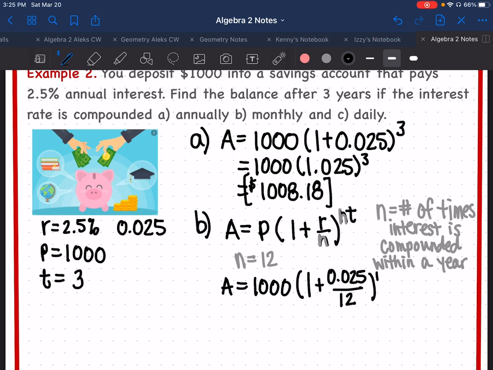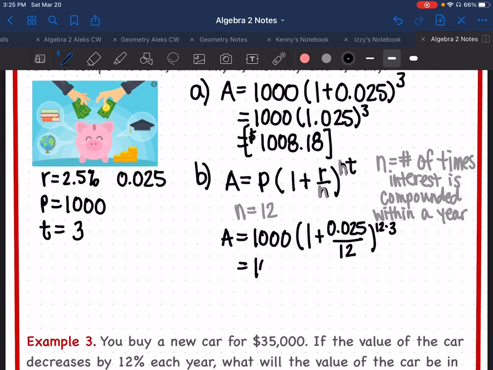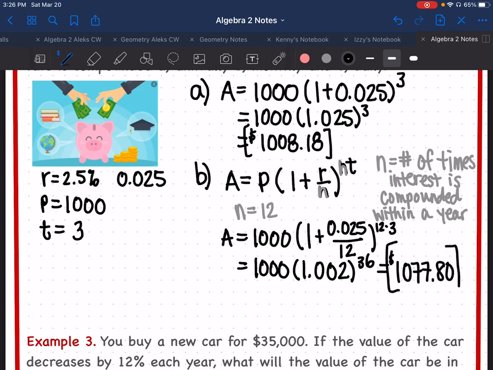And here I'm going to do 12 times 3. Now, if I go ahead and stick this in my calculator, I get 1,000 and I get 1.002. And of course, this is 36. If I put this in the calculator, I end up with $1,077.80. Not bad. I think that's a little bit better of a deal for me personally.